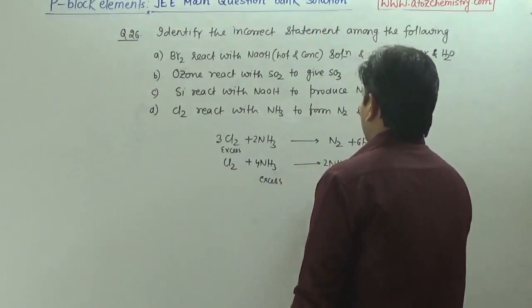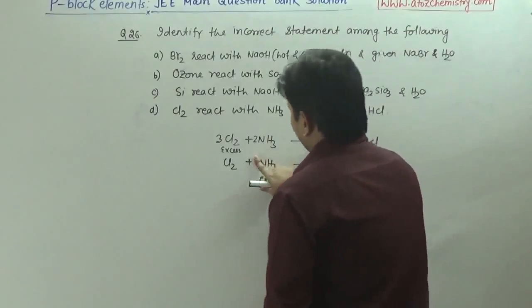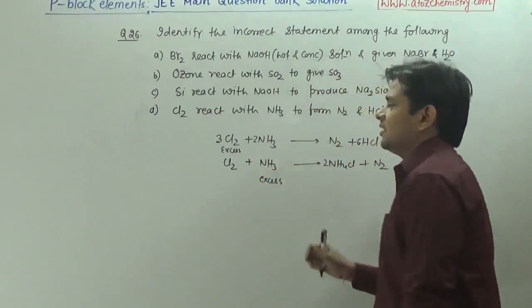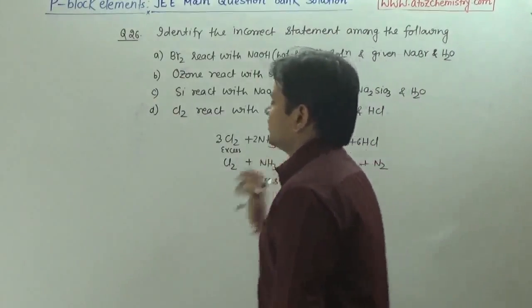Hydrogen we have to balance also. Again, hydrogen has to be balanced. But it is clear that NH3 is in excess. So this is correct. In one case, this is correct.